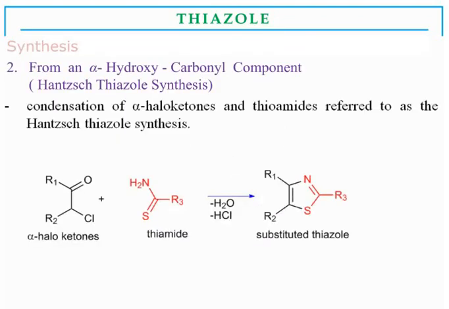Now another method of synthesis of thiazole, Hantzsch thiazole synthesis from an alpha haloketone component. This is a condensation of alpha haloketones and thioamide. You can see the structure of thioamide in red and alpha haloketones. Why is it alpha haloketones? Because the halo group is present at the alpha position, referred to as the Hantzsch thiazole synthesis.